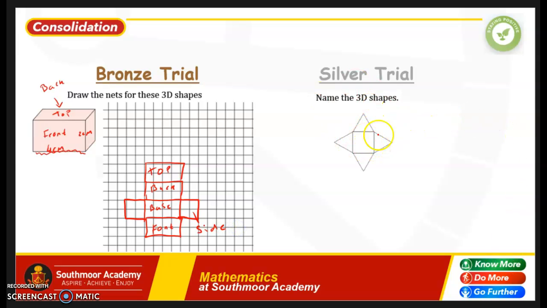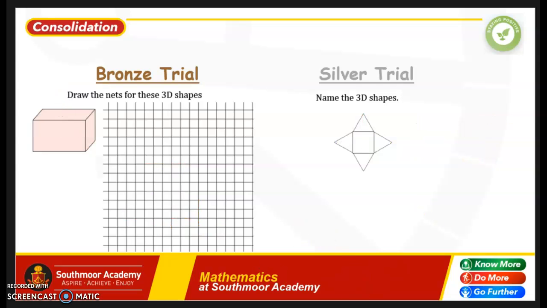Over here then, if we bring all of these up together, we form a square-based pyramid. I can write pyramid. So there's your square-based pyramid, okay?